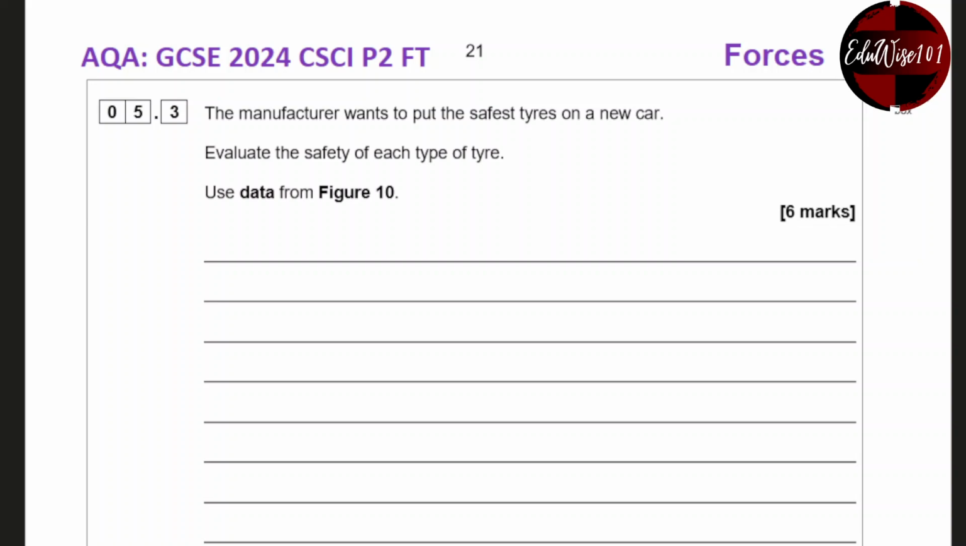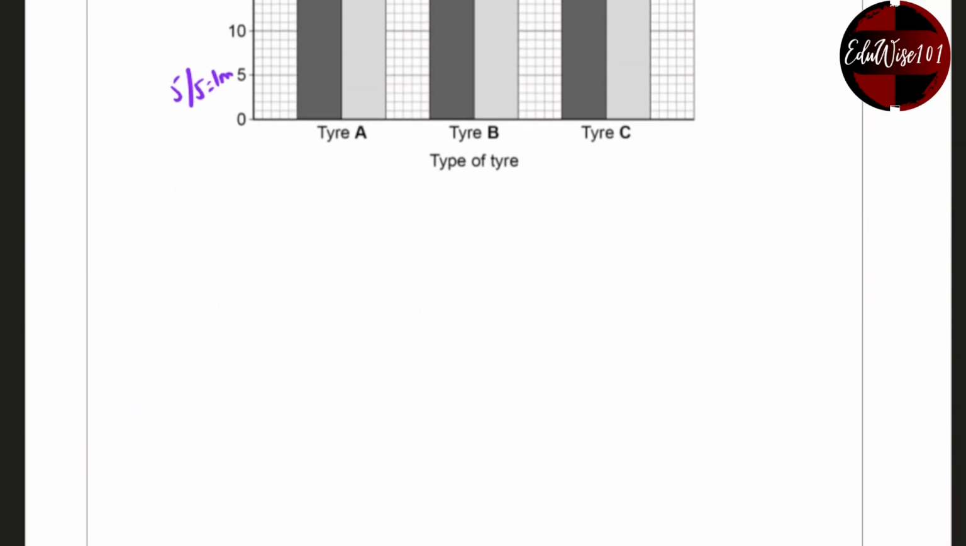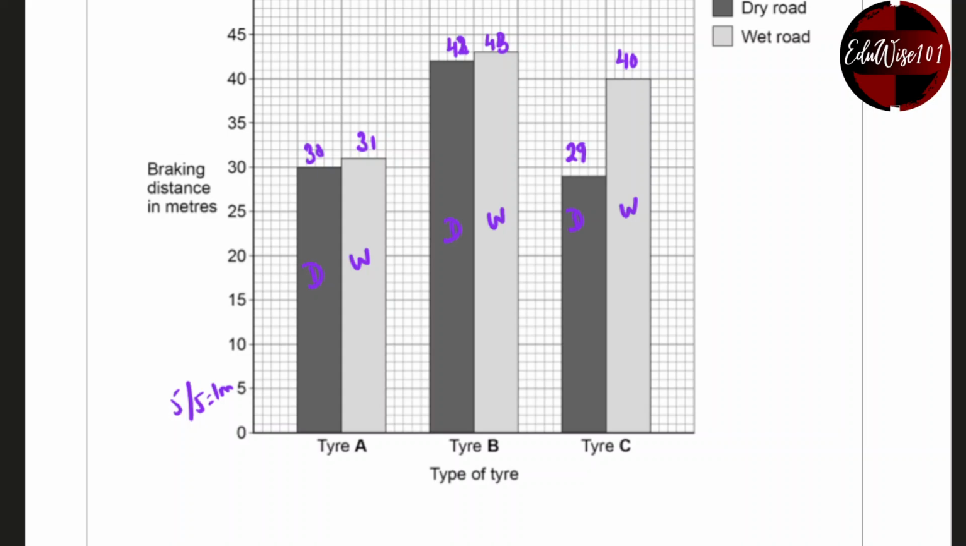The manufacturer wants to put the safest tires on a new car. Evaluate the safety of each type of tire. Use data from figure 10. So it is worthwhile when you're looking at a graph to actually look at some of the data that's been given. So you can see tire A, the braking distance is actually the shortest except for tire C when it's on a dry road. So it's 30 in a dry, and in wet it's 31. So the difference is only 1 meter.